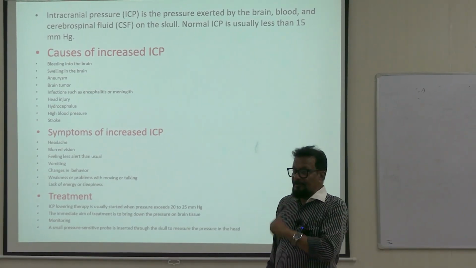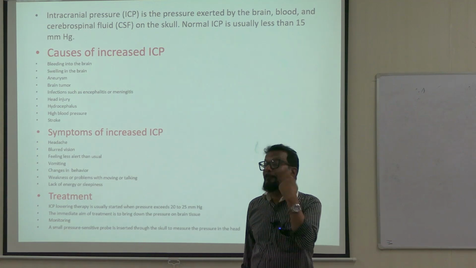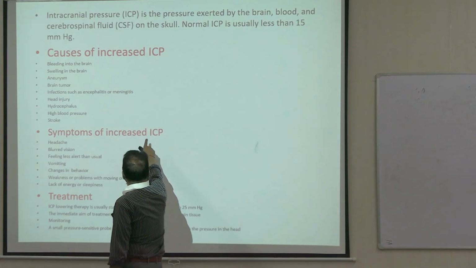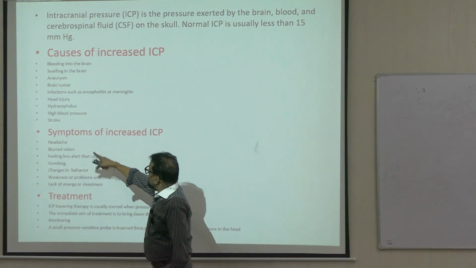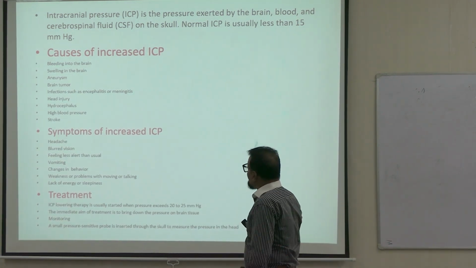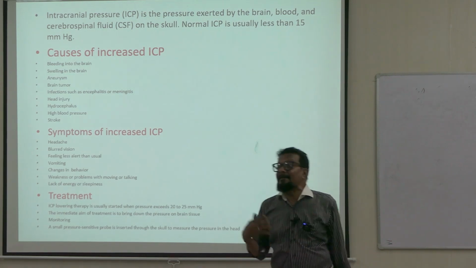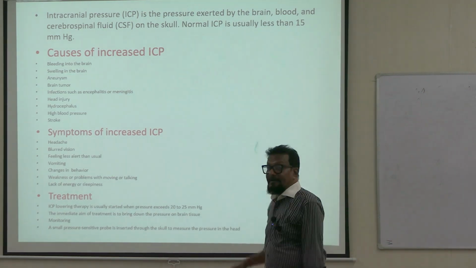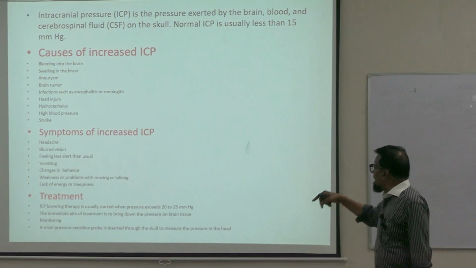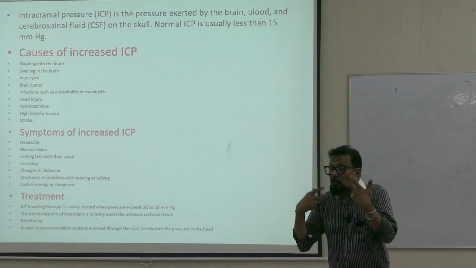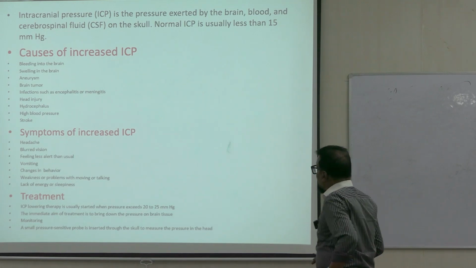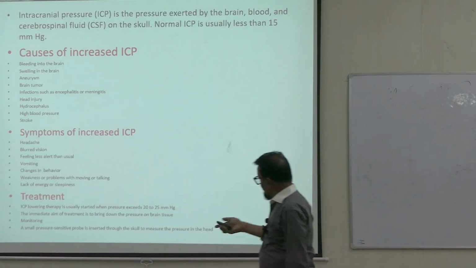Two kinds of stroke we will see. One is ischemic stroke, another is hemorrhagic stroke. I will explain. Symptoms: how do you know that intracranial pressure is increased? Headache, blurred vision, feeling less alert than usual, vomiting, changes in behavior, weakness or problems with moving or talking, and lack of energy or sleeplessness. Okay. Treatment, no need.